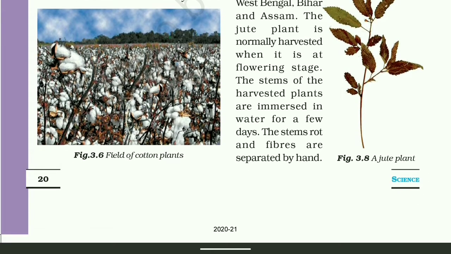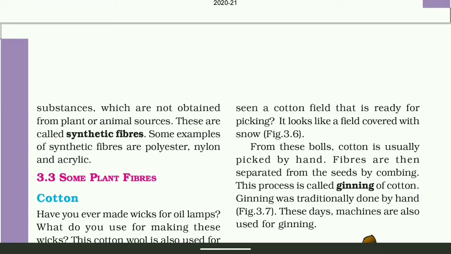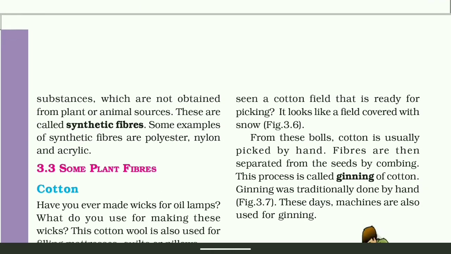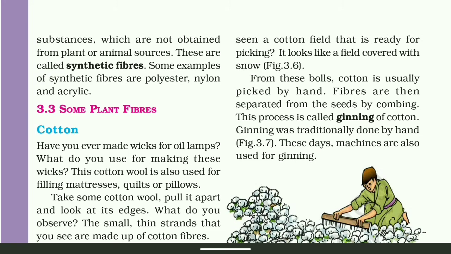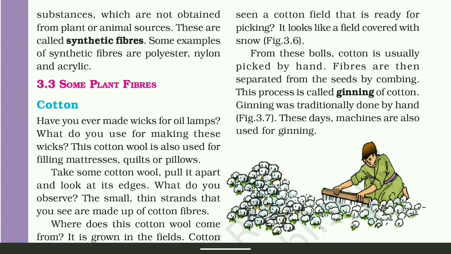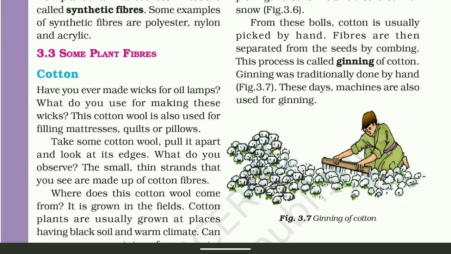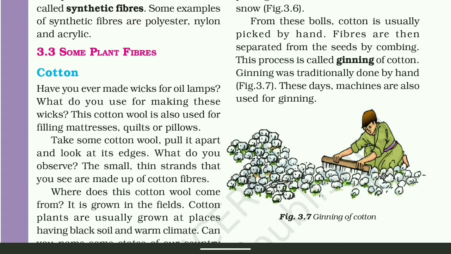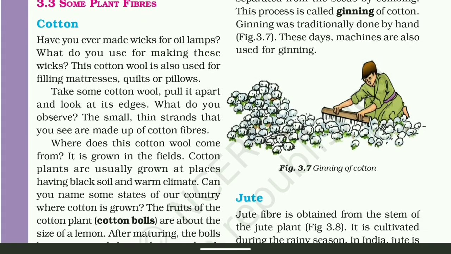Have you ever seen a cotton field that is ready for picking? It looks like a field covered with snow. From these balls, cotton is usually picked by hand. Fibers are then separated from the seeds by combing. This process is called ginning of cotton. Ginning was traditionally done by hand. These days, machines are also used for ginning.